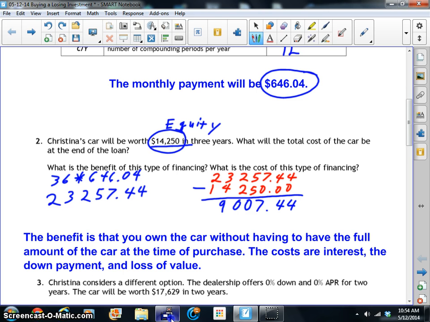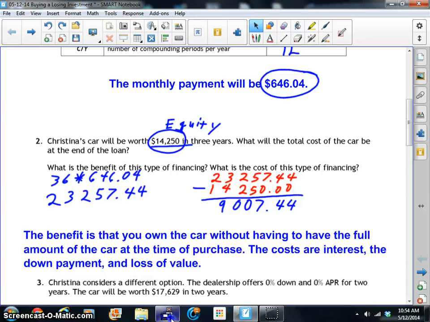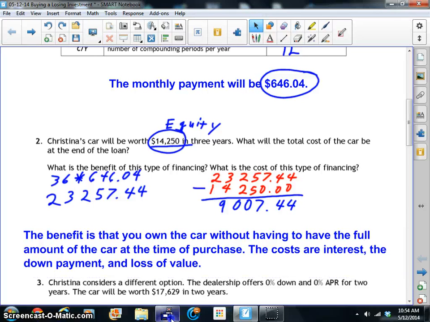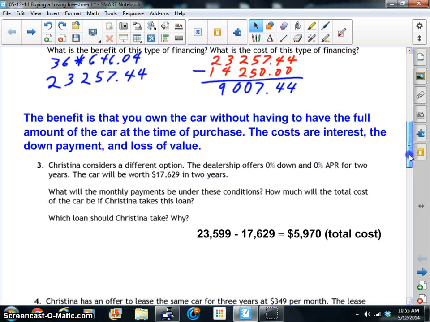Now, benefits of getting a car loan. Number one, you can get the car without having to pay the full amount at the time of our purchase. That's really important. The costs to us are the interest. We have to pay extra interest. The costs are interest, the down payment, and also the loss of value. The car loses value.